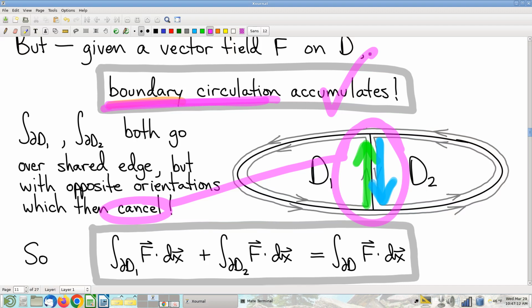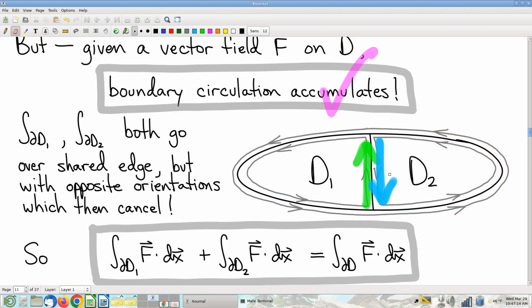And I claim this is ultimately what makes it all work. This is the nugget. This is the kernel. This is the cherry at the center of the candy that is Green's theorem that we're in the process of developing. Is this point right here? So make sure to give yourself time to digest and get comfortable with that.